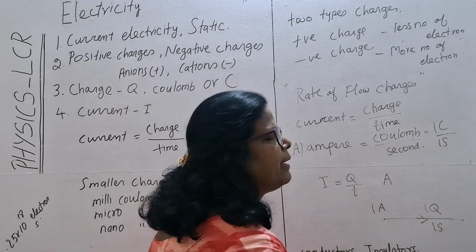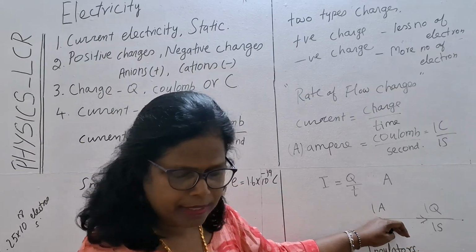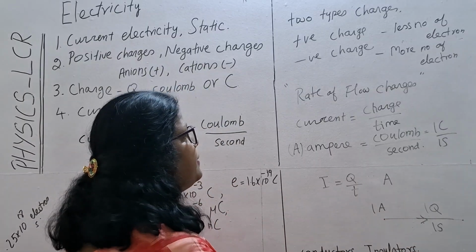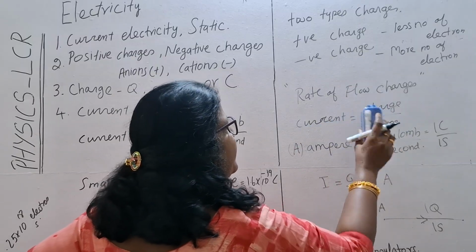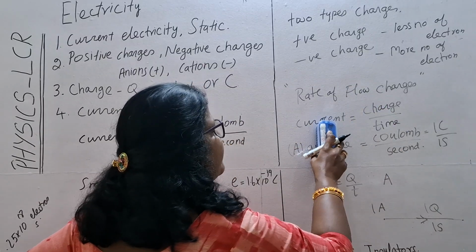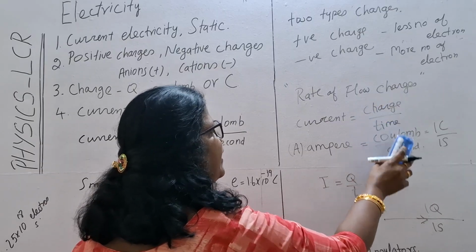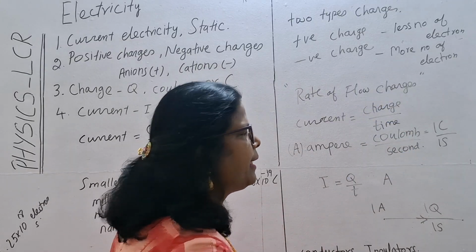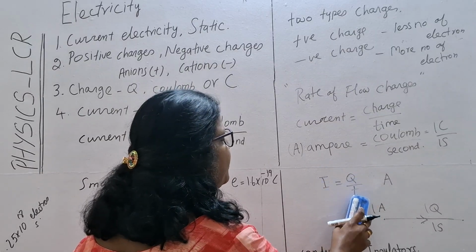That means this conductor carries 1 ampere current. So what is the current? Rate of flow of charge. So current equal to charge by time we can write. Unit of current is ampere, unit of charge is coulomb, time is second. So we can write the formula I equal to Q by T.